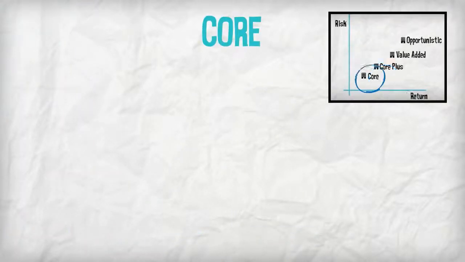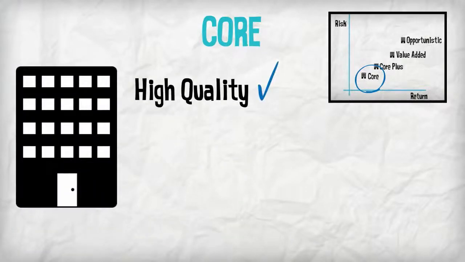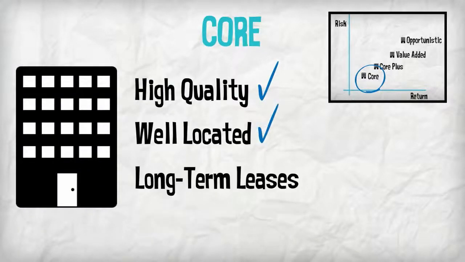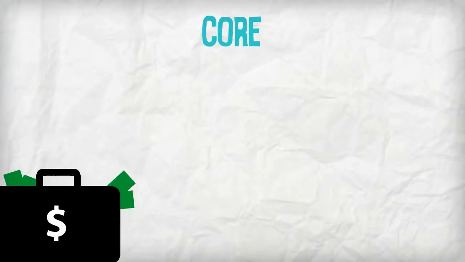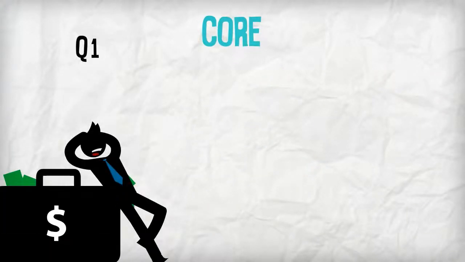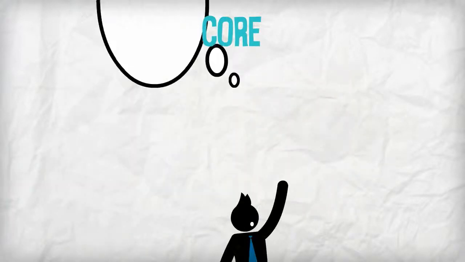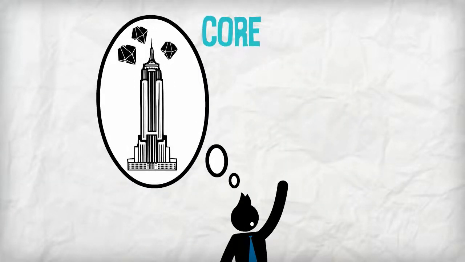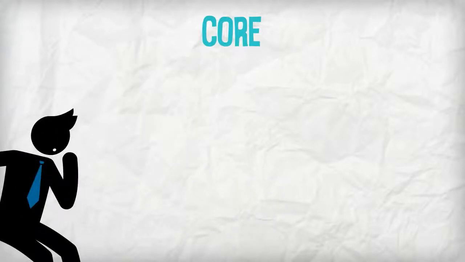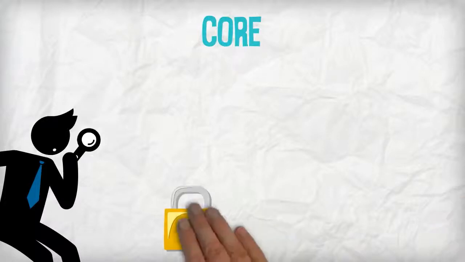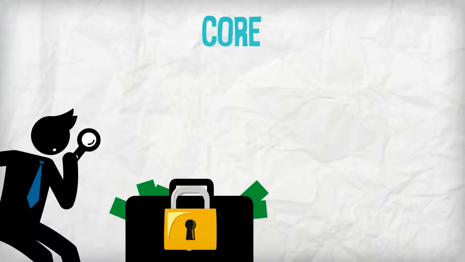Core assets are the low-risk, low-return area of the spectrum. These properties are high quality, well located, and many times have long-term credit leases. Thus, investors in core assets can expect predictable and stable income flows with a high proportion of total return attributable to current income as opposed to appreciation. Think of a beautiful office building in Manhattan whose floors are leased to various big corporations and law firms. Investors in core assets are typically those who seek a more secure return that comes largely from ongoing current cash flow.